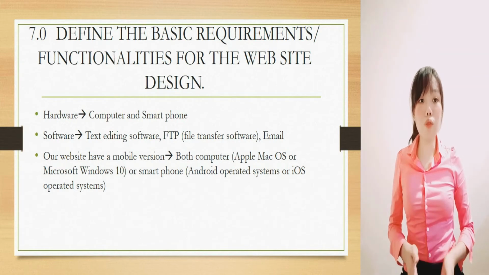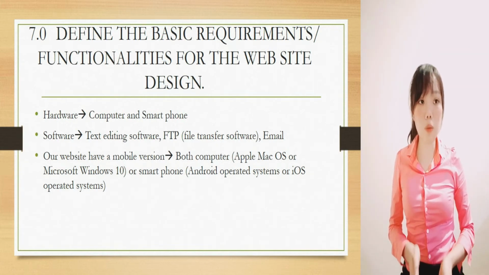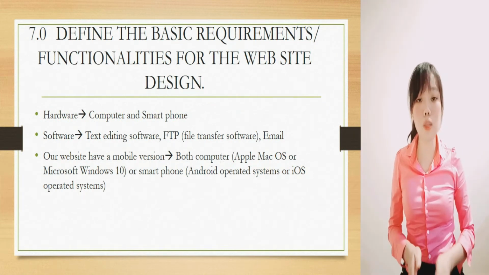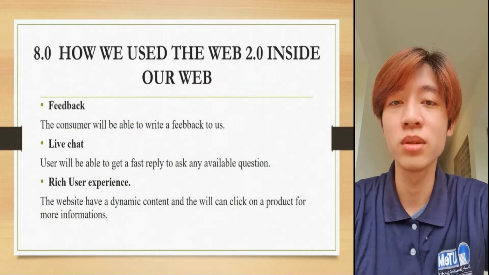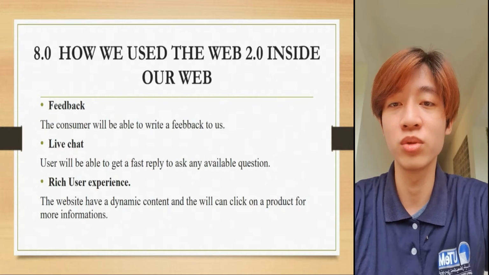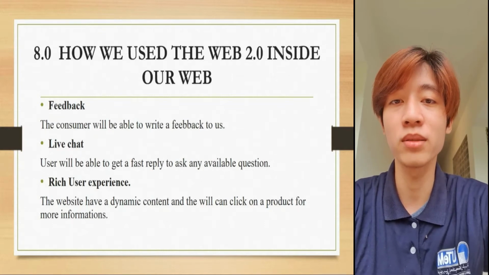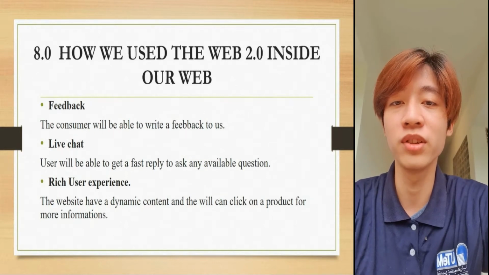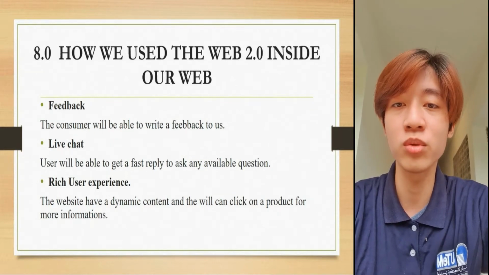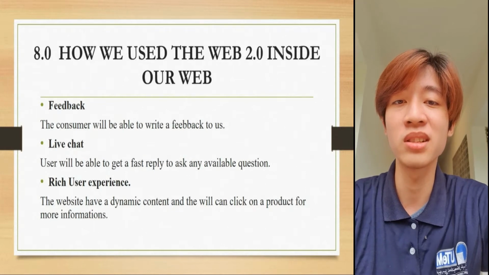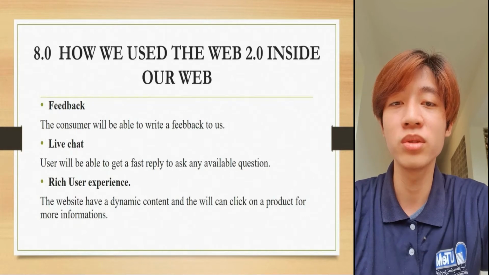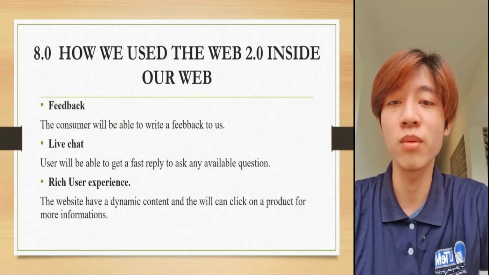Our website has a mobile version. It can be accessed by both computer and smartphone without any operating system limits. Our website uses Web 2.0 features, like the consumer being able to write feedback to us, which Web 1.0 cannot do. We also have features like live chat, which indicates 2-way communication. Customers will be able to get a faster reply from us. We also use a dynamic content website where users can click on the product for more information.